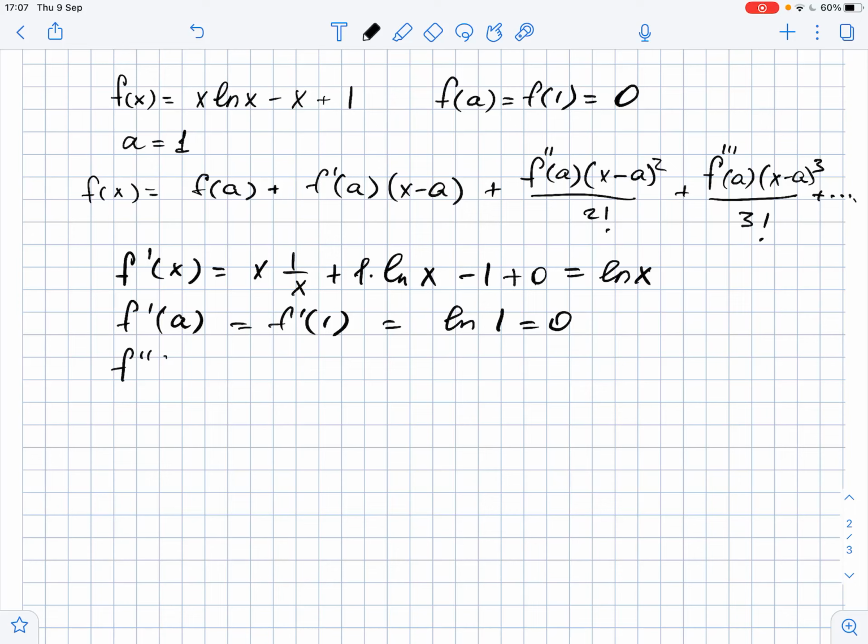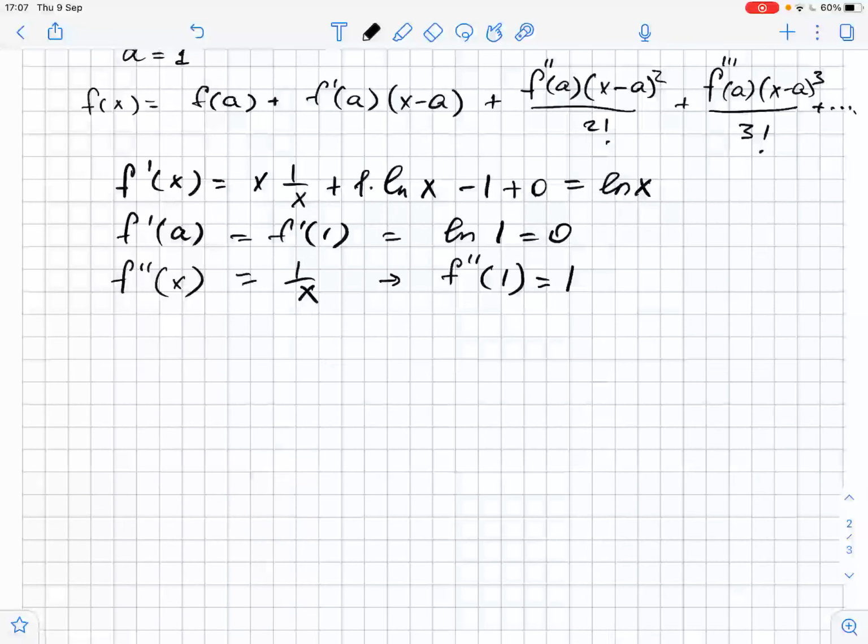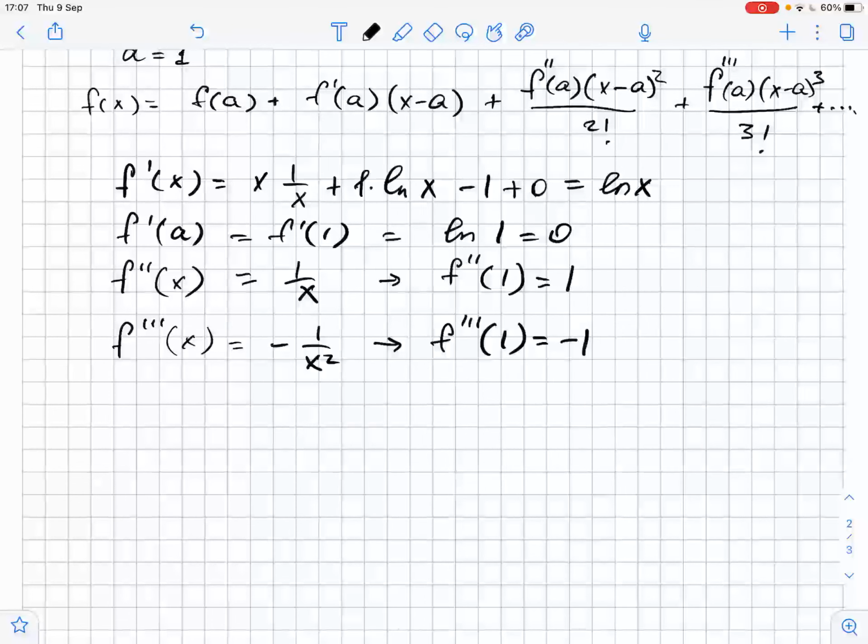Now let's calculate the second order derivative of f of x. It equals 1 over x, and the second order derivative of f of 1 equals 1. Now we will find the third order derivative of f of x. It equals negative 1 over x squared, and the third order derivative of f of 1 equals negative 1.